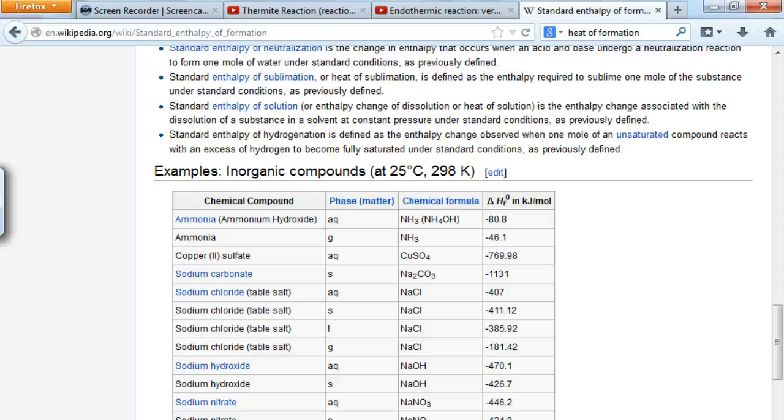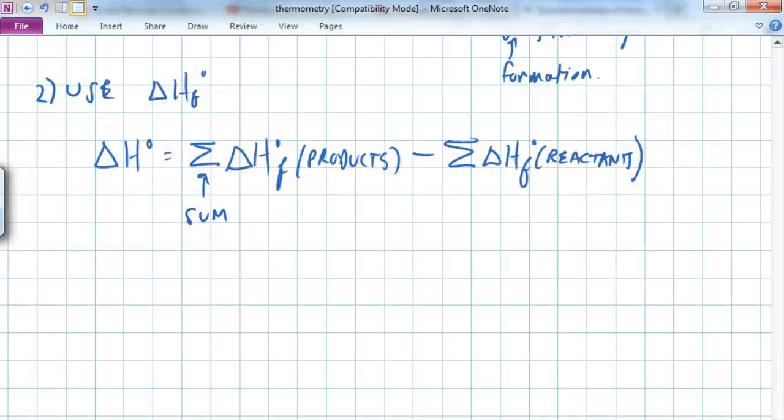Using this equation, you can figure out the heat of reaction for all sorts of different reactions. Using this equation and a table of heats of formation, or a site like Wolfram Alpha, you can get the heat of reaction for many different reactions. Again, that means the summation.